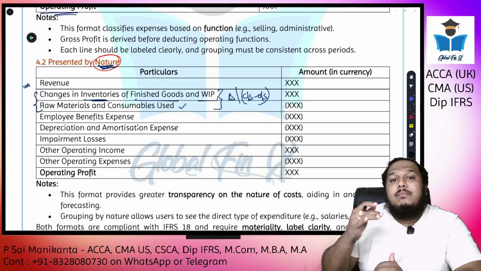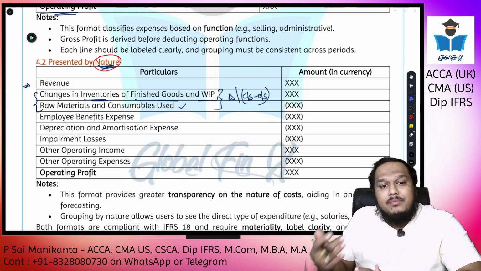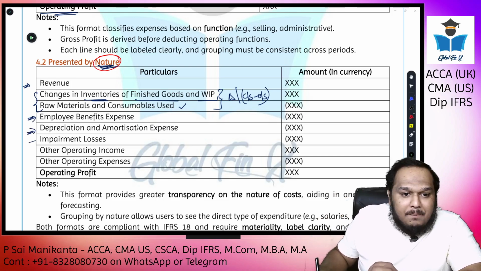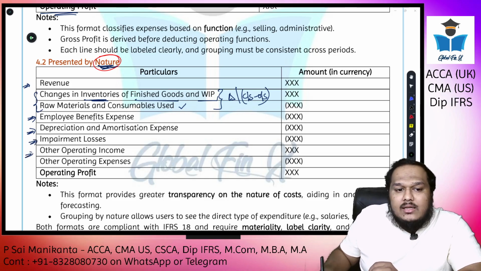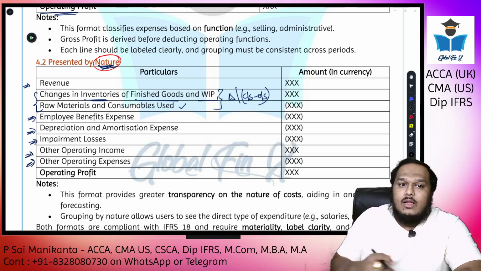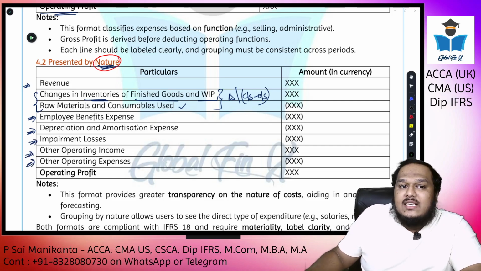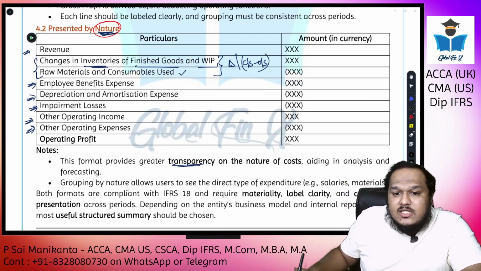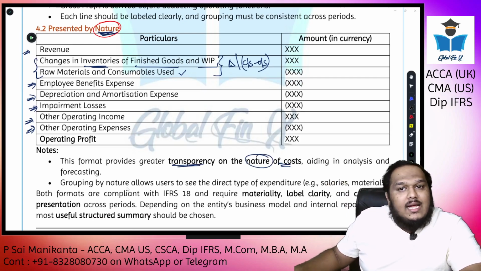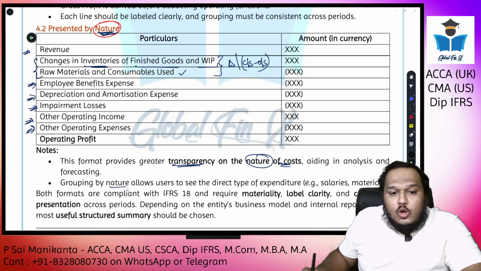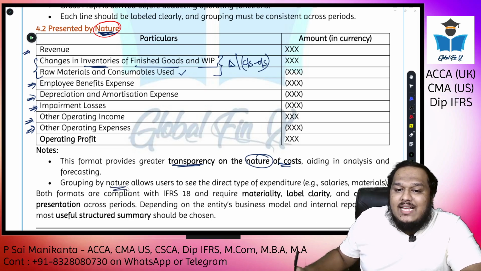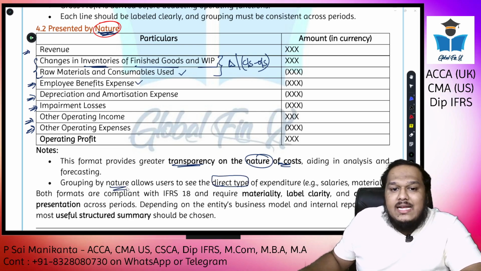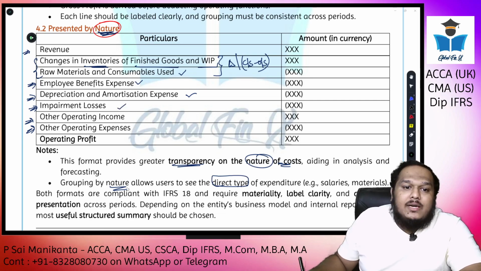Earlier we were presenting by the function. Here we are presenting by nature. Employee benefits expense is one nature. Depreciation is of a different nature. Impairment is of a different nature. Then other incomes, other expenses. Previously, sorry, this one, this format provides greater transparency on the nature of the costs. This helps in analyzing and forecasting. Grouping by nature will allow the users to see the direct type of expenditure. Like salaries is of one nature, employee benefits. Depreciation is a nature. Impairment losses is a nature.